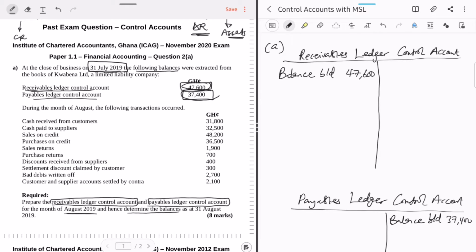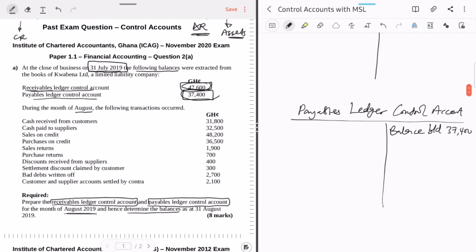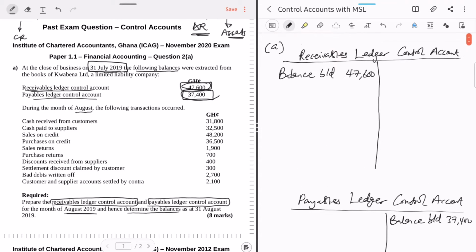Now that you know this, you are saying during the month of August, the following transactions occurred. Once again, remember I told you that you should see the receivables ledger control account as a mirror image of your debtors account, of your receivables account. And in the same vein, you see your payables ledger control account as a mirror image of your creditors account or your payables account. If that is the case, any transaction you see here, just in your mind, do a quick double entry and ask yourself, what will I debit? What will I credit? Let me show you.